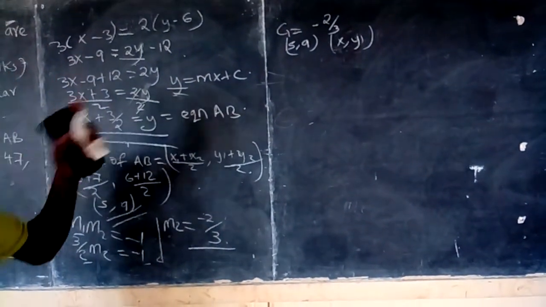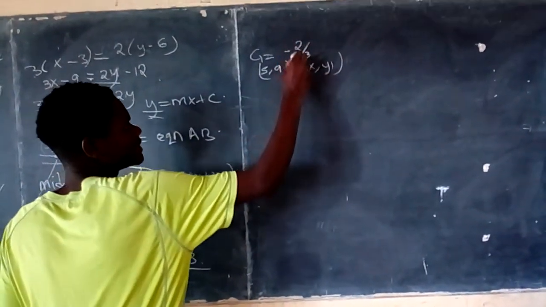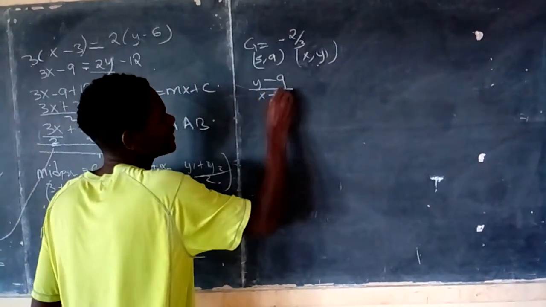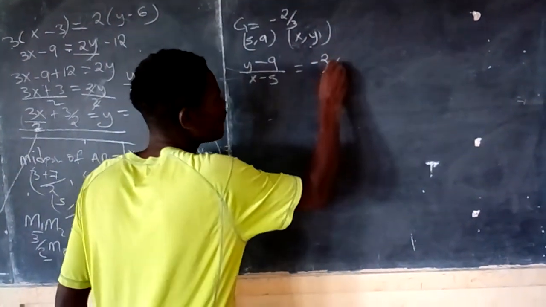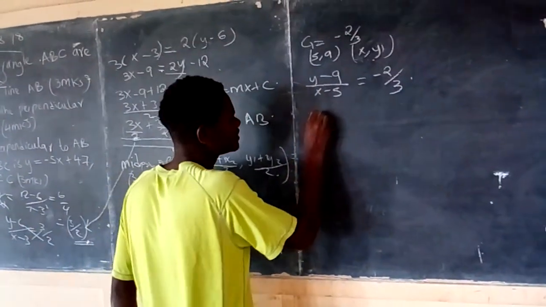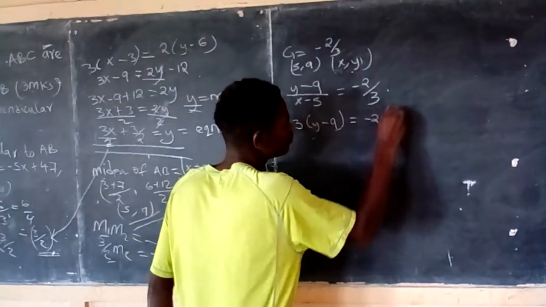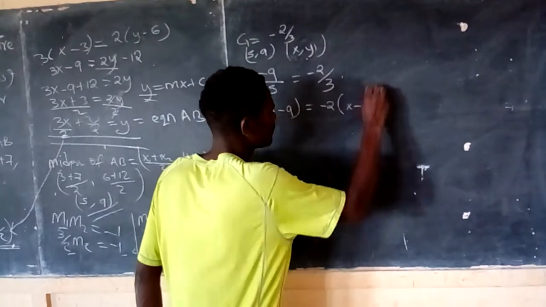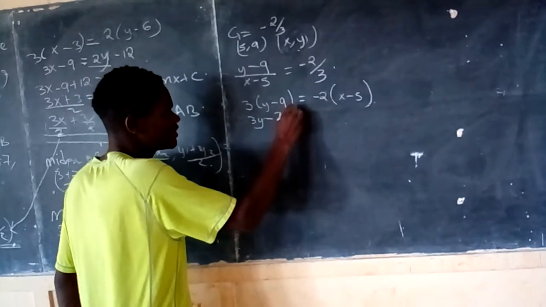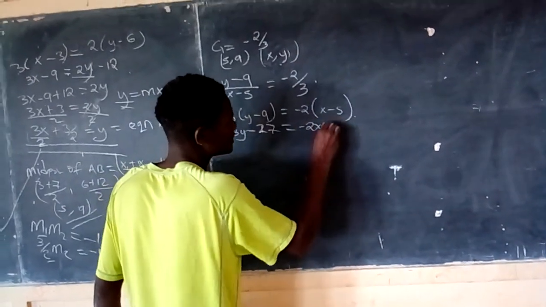Now we need to find the equation. I write y minus 9 over x minus 5 is equal to -2 over 3. Then I cross multiply, and find that 3 times (y minus 9) is equal to -2 times (x minus 5). What is that? 3y minus 27 is equal to -2x plus 10.